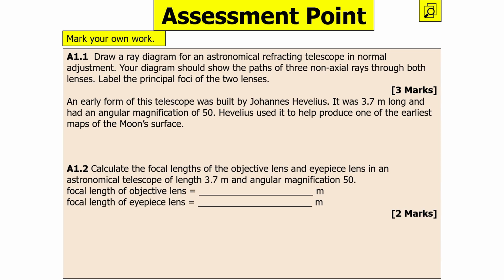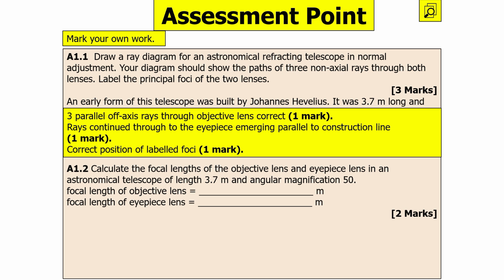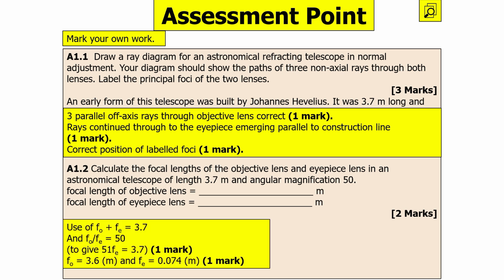Right, in this first one, as the diagram showed in the previous question, 3 parallel off-axis rays go through the objective lens. The rays continue through to the eyepiece, emerging parallel to the construction line, and you label your foci where the 2 lines have crossed over, the FO and the FE. We know FO plus FE is 3.7, FO over FE is 50, so we can work out FO to be 3.6 meters, similar to the previous question, and FE is 0.074 meters.